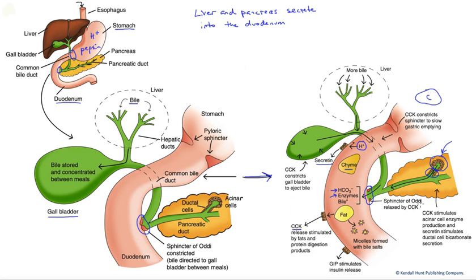Now, that CCK, in addition to acting here on the enzyme secreting cells, is also acting over here to constrict the gallbladder. This is going to drive that stored bile through this common bile duct into the duodenum as well. And here we have it. And that bile works to emulsify the fat droplets that were stimulatory to the CCK in the first place.